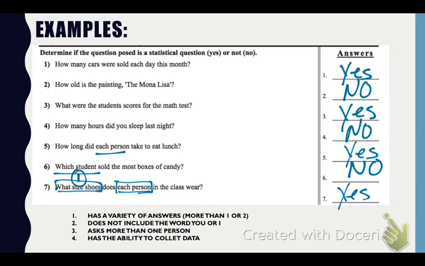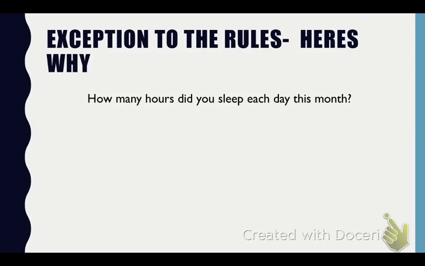Remember, down at the bottom, our criteria was it has a variety of answers, does not include the words you or I, it asks more than one person, and it has the ability to collect data. Now, we're going to have to be a little careful. Okay? There is an exception to the rule. When I say an exception to the rule, that means sometimes our criteria doesn't always work correctly 100% of the time, and this is the situation.